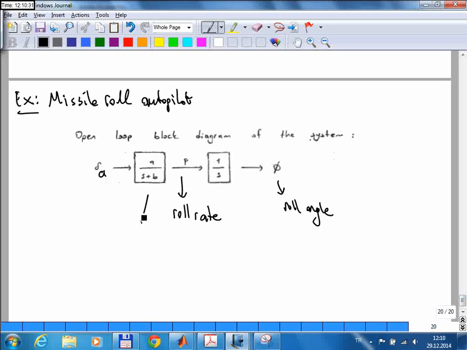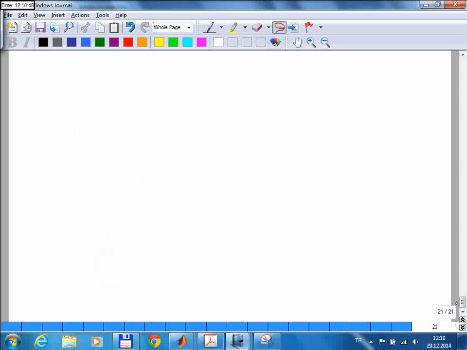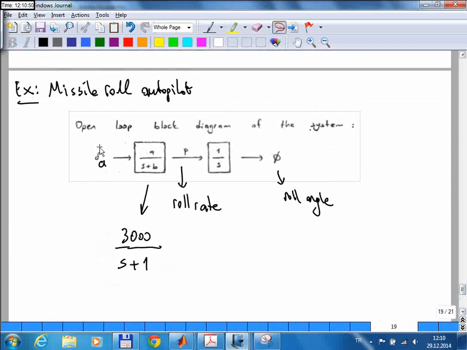And we should use some numbers. So the first block transfer function is given as 3000 divided by s plus 1. So this is the dynamics of the missile. So first let's concentrate on this part. Suppose that I apply a step input to the ailerons. And forget about this second part. What I get as the roll rate, we can now predict that, right?